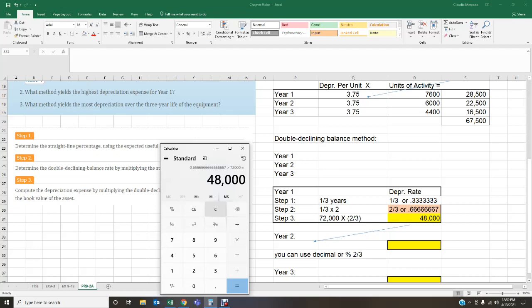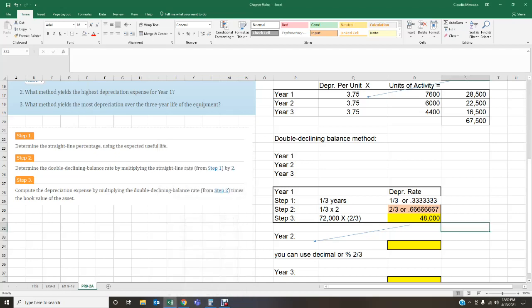The key here is that you have to continue using the number given in the calculator. Don't delete it and type it out, because if not, you are going to have rounding issues. You have to do it within the actual calculator. So 1 divided by 3 gives you your initial straight line rate. You multiply by 2, it gives you that long number. Then you multiply by the cost, which was $72,000, and it gives you the $48,000. So for year number 1, the amount is $48,000.